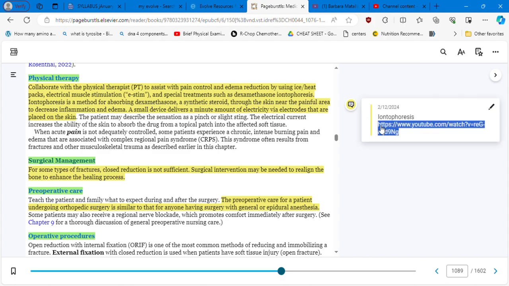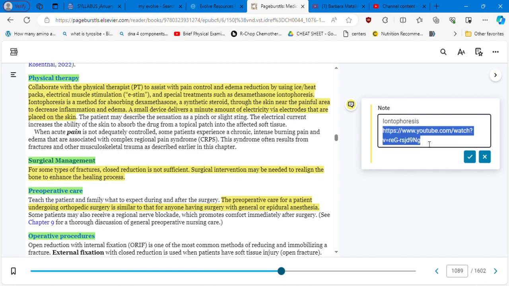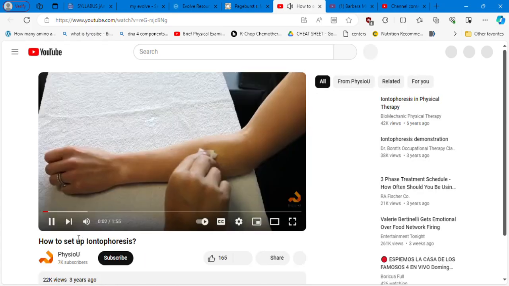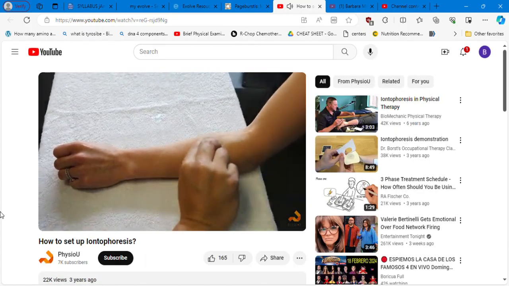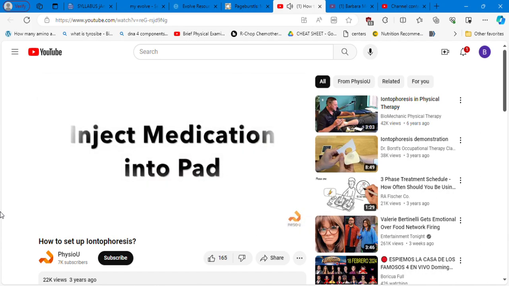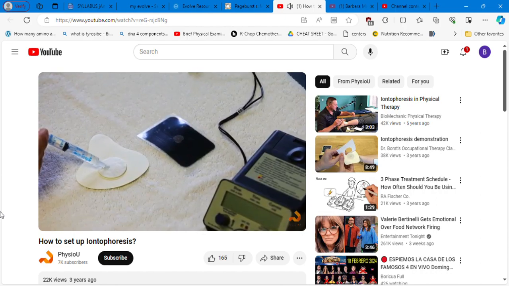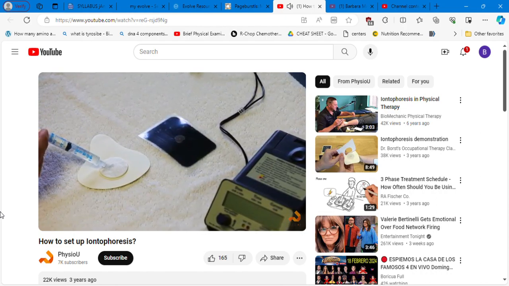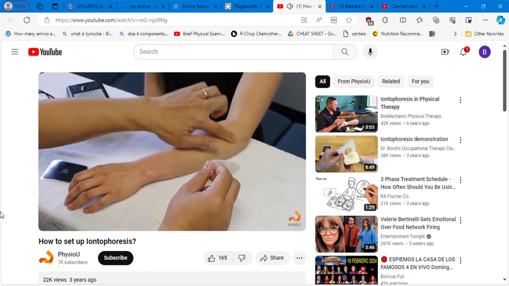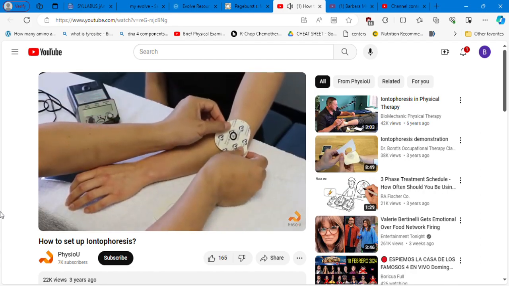So we are going to take a look at iontophoresis to better understand this. Okay. Clean the skin in preparation for the electrodes. Ensure that there is no metal in the area to be treated. Using a syringe, inject the appropriate amount of medication into the pad. Place the electrode with the medication over the target tissue, and make sure the electrode is in full contact with the skin.